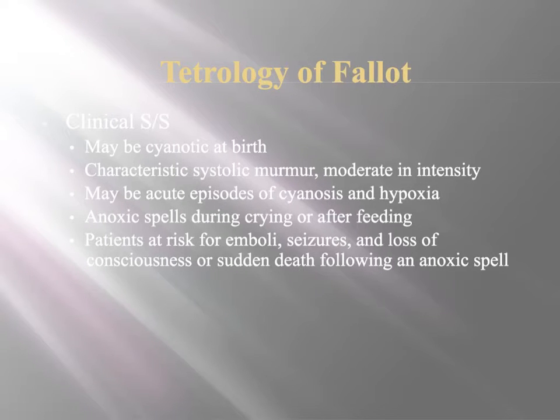So how is this kid going to present to us? It's quite interesting, actually. They may be cyanotic at birth depending on the severity of those issues. But the cyanosis will progress over the first year of life as the pulmonary stenosis gets worse. They're going to have a systolic murmur, kind of moderate in intensity, and that's due to that blood flowing between the ventricles and then trying to get through that pulmonary stenosis.